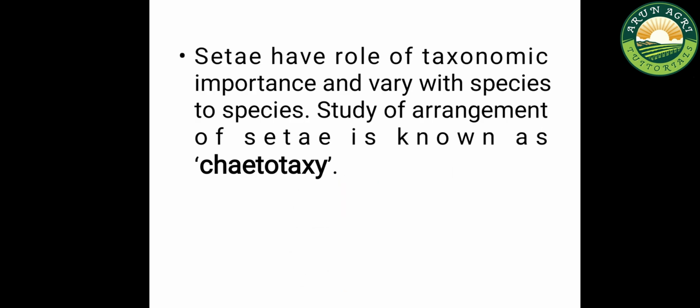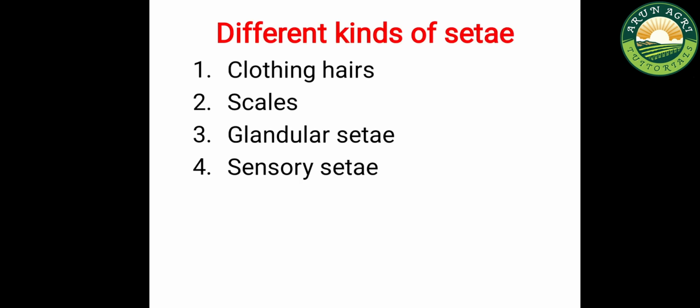So setae have a role of taxonomic importance and vary from species to species. That is the reason the arrangement of these setae or hairs in the insect can be used in taxonomy. The study of arrangement of setae is known as chaetotaxy. Many times they ask in the examination. Chaetotaxy is nothing but the study of arrangement of setae in insects. So it is going to vary from one species to another species.